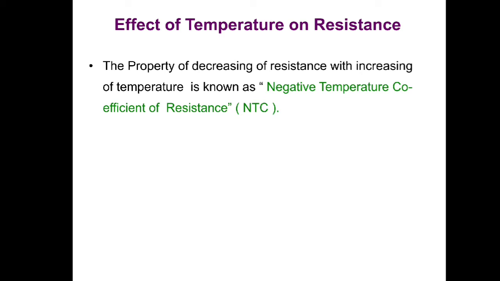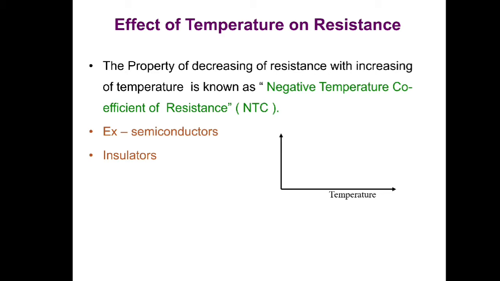Similarly, the property of decreasing resistance with increasing temperature is known as negative temperature coefficient of resistance. Examples: a semiconductor, or it can be an insulator. You can observe the curve here, temperature versus resistance. The resistance decreases with the increase in temperature.